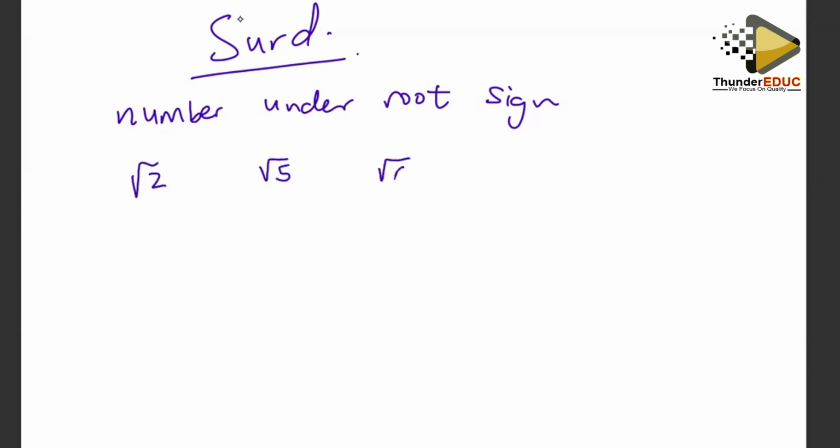What we need to remember is that these surds are usually irrational numbers. Because we cannot have, let's say, the square root of 4 as a surd, since 4 can easily be simplified to give us just a 2. So what we find under the root signs will basically be irrational numbers. Root of 2 is irrational, root of 5 is irrational, and all of that.